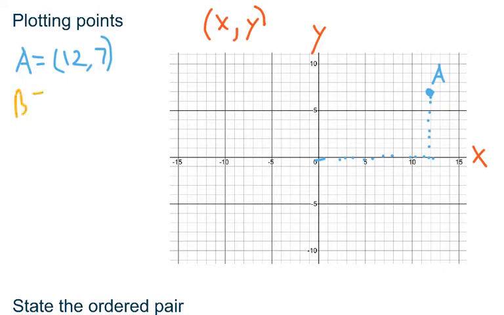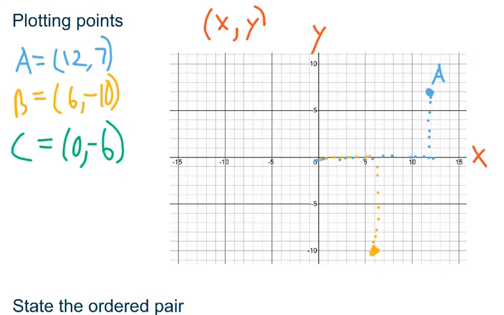Let's say point B is going to be equal to 6, -10. So same thing, I'm going to go over 6 on the x-axis, and then I'm going to go to -10 on the y-axis, and I'll plot a point right there. Just to give you a little more practice, let's go with point C, and let's say that you are at 0, -6. So I don't go anywhere on the x-axis, I stay at 0, but then I go down to -6 on the y, and I plot my point. Oh, forgot to label these, B, C.